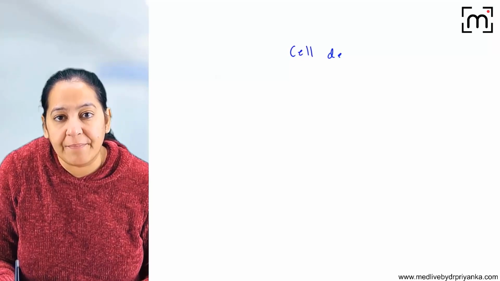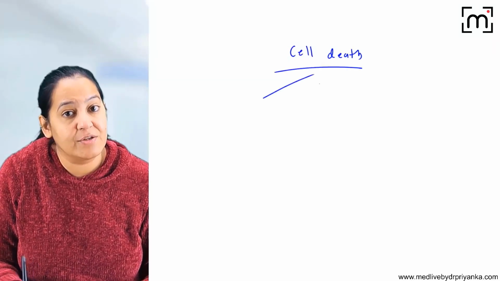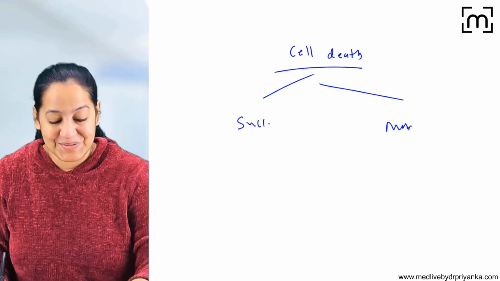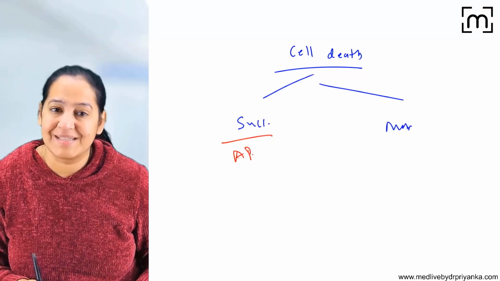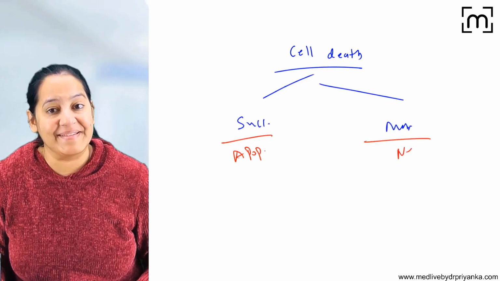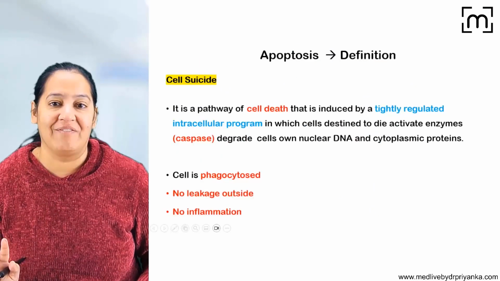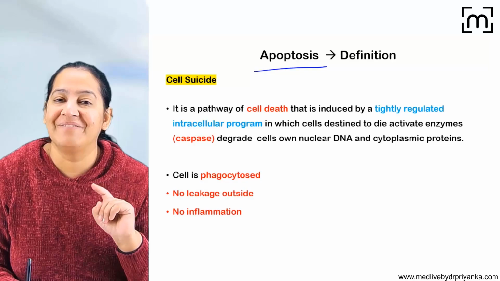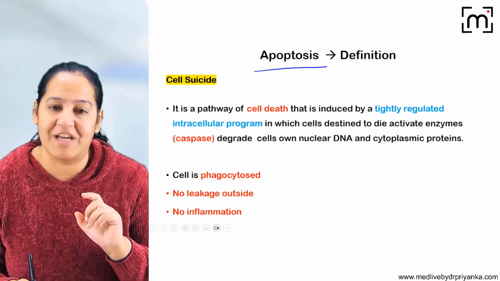So what we have learned: cell death is of two types. Irreversible cell injury, that is cell death, is of two types. It can be suicide. It can be murder. So suicide is known as apoptosis and murder is known as necrosis. That is the introduction we have learned. Now let's come to apoptosis. In this session, we will see the suicide. We will see the murder in the next session. You can watch that also.